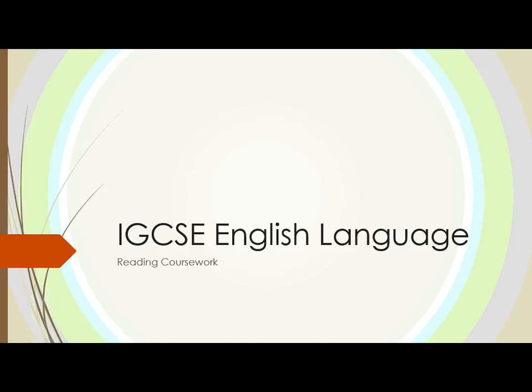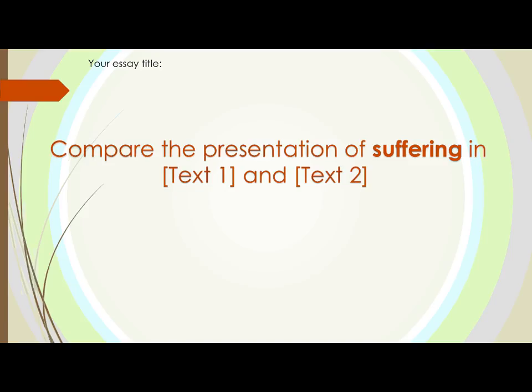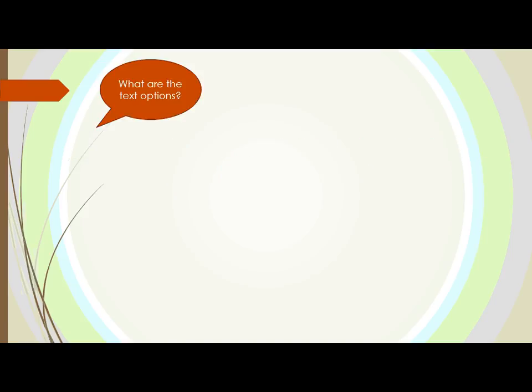This video will explain how to approach your IGCSE English Language Reading coursework. You are going to be producing one comparative essay, and this gives you 10% of your IGCSE in English Language. Your essay title is: Compare the Presentation of Suffering in Text 1 and Text 2.